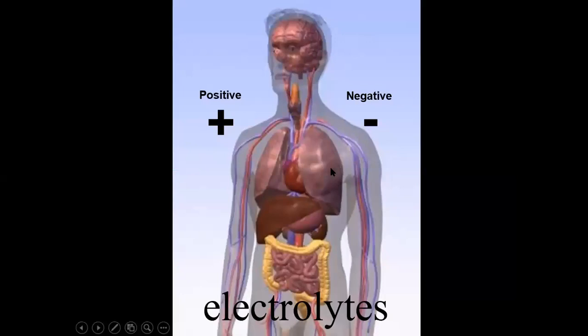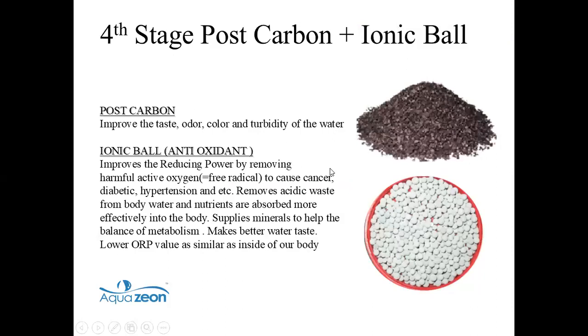Okay, so this is the positive, negative electrolytes. Our body must be equivalent. And the fourth stage, the post-carbon ionic ball, is to improve the taste, odor, color, and turbidity of the water, improve reducing power and remove harmful active oxygen. You see, oxygen is also a free radical. If you take a lot of harmful oxygen, your body becomes oxidized.